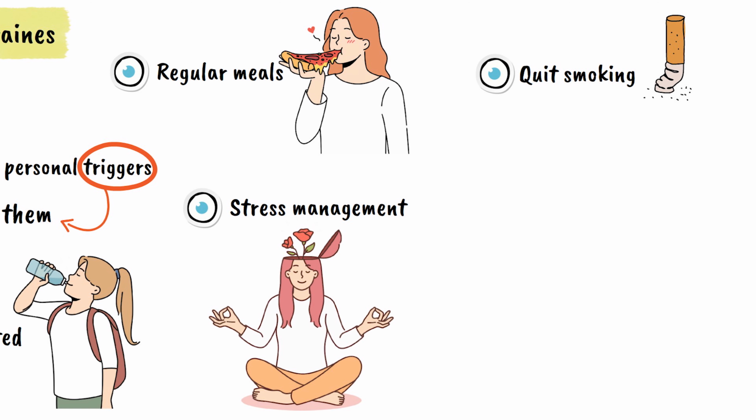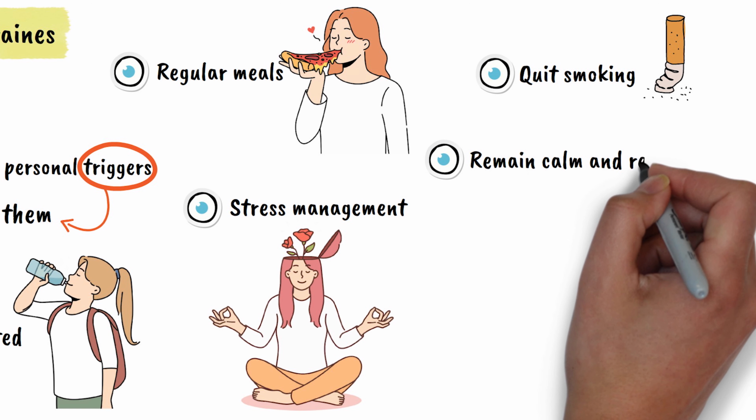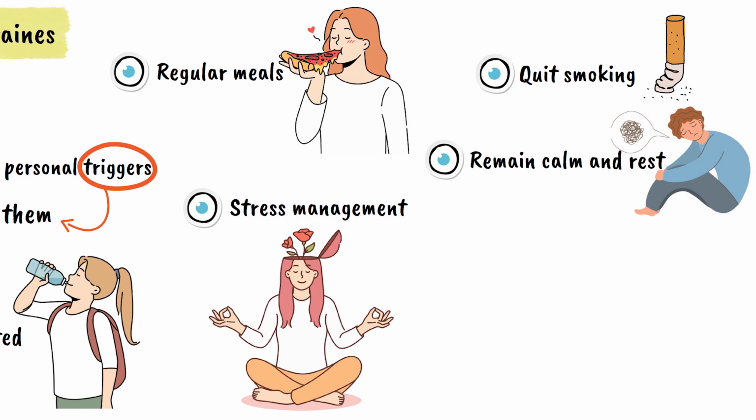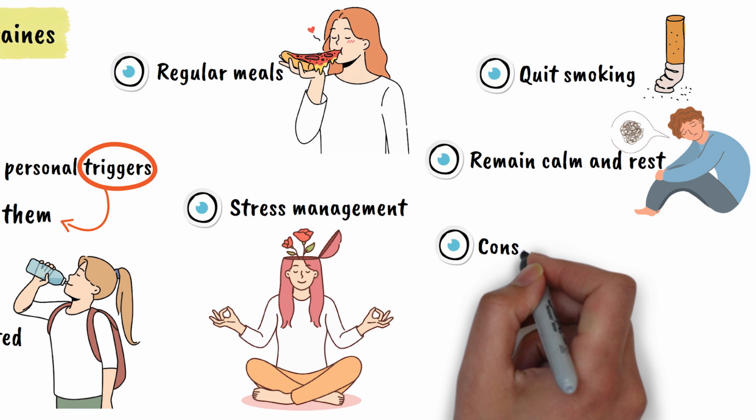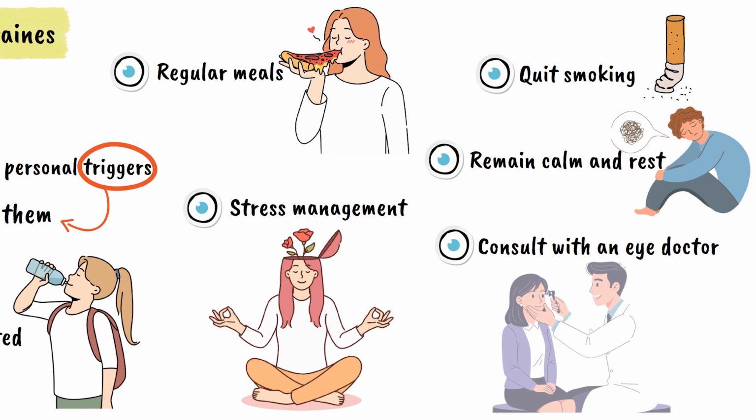When an ocular migraine does occur, the best strategy is to remain calm and rest. Most attacks pass on their own without treatment. If the episodes become frequent or severe, consult with an eye doctor for a proper evaluation. Your eye doctor can rule out other conditions with similar symptoms and discuss prevention strategies specific to your situation.